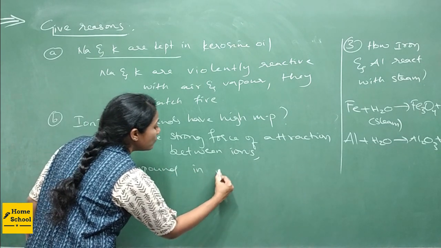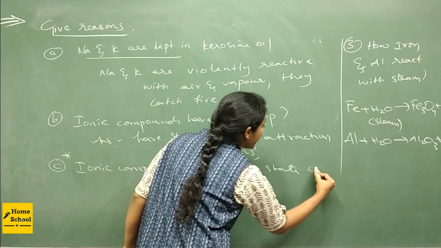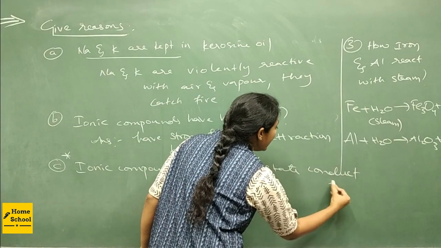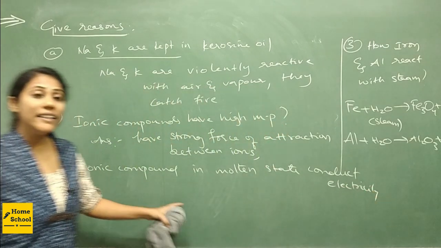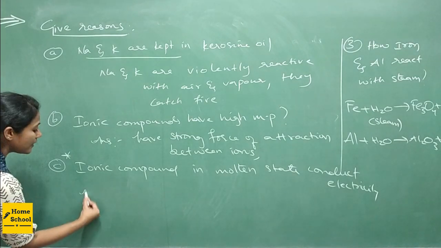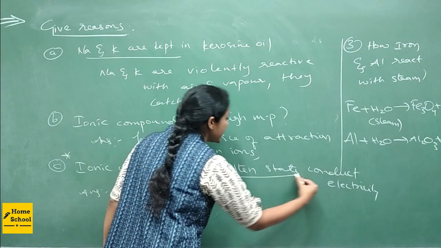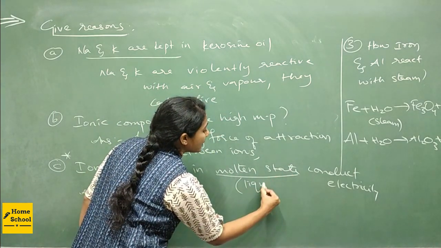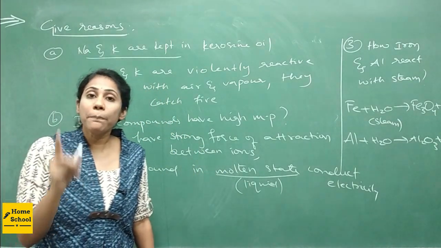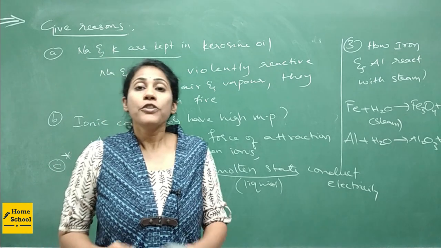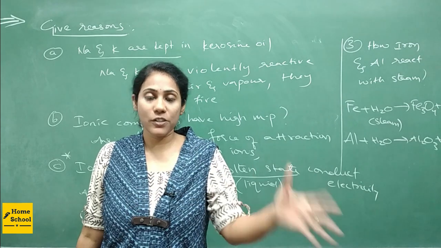Ionic compounds in molten state conduct electricity but not in solid state. Why, they will ask you. So what is your answer here? Because ionic compound in the molten state, in the sense liquid state here. Okay, so any ionic compound in the liquid state, it will break into ions. Okay, so these movable ions, they always carry electricity from one place to another place.